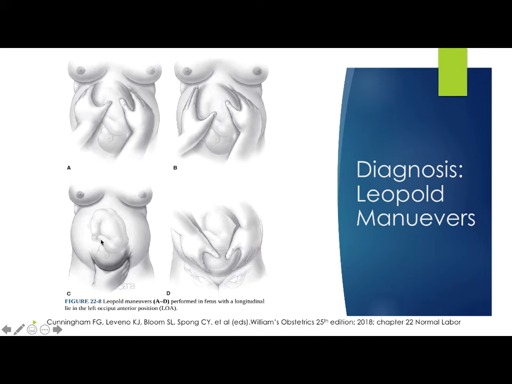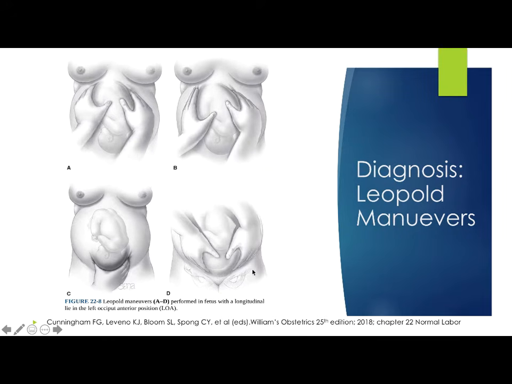Leopold maneuver 3 aids in the confirmation of fetal presentation. The thumb and the fingers of one hand, as you can see in this picture, grasp the lower portion of the maternal abdomen just above the symphysis pubis. If the presenting part is not engaged, a movable mass will be felt, usually the head. The differentiation between head and breech is made as in the first maneuver.